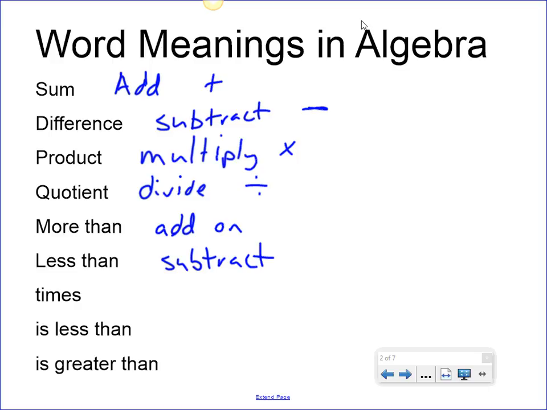Times, obviously, just multiplying. Is less than, if we see the word is with less than, that's referring to the symbol. Let me make a better less than symbol than that. Is greater than, that would be referring to the greater than symbol like so. Okay, so please make sure those get copied down into your notes so that you have access to them as you work through the assignment and as you have quizzes and tests in the upcoming days and weeks.